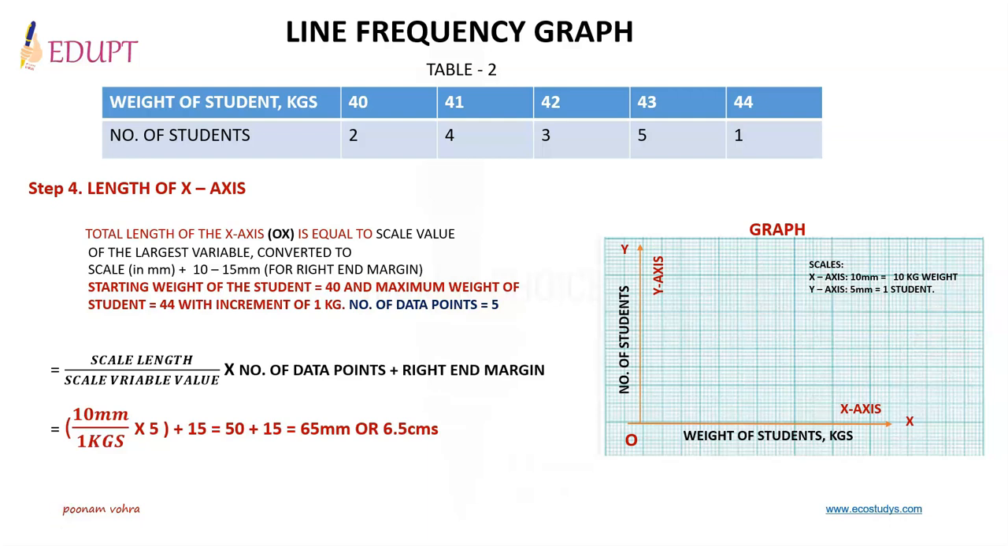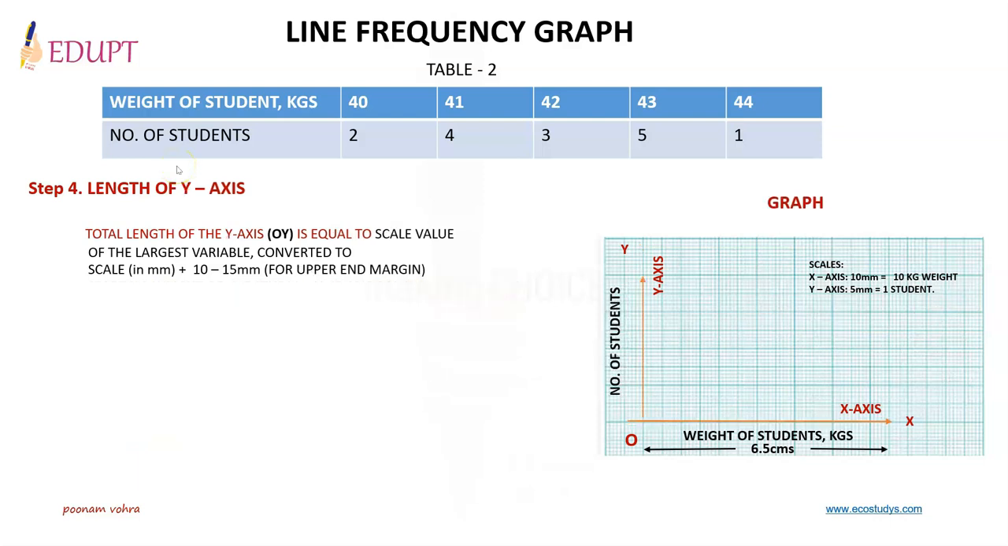So scale length divided by scale variable value into number of data points plus right hand margin, which is 10 millimeter divided by 1 kilogram into 5 plus 15. On calculation, you get 65 mm or 6.5 centimeters. So the length of the x-axis would be 6.5 centimeters as is depicted here.